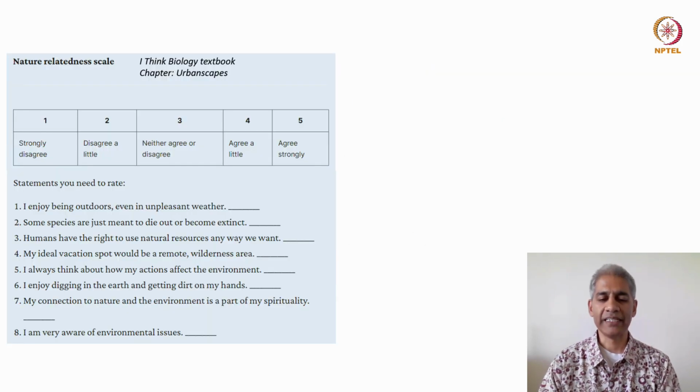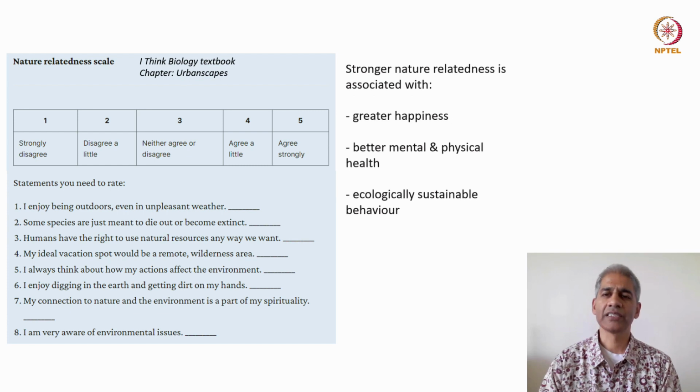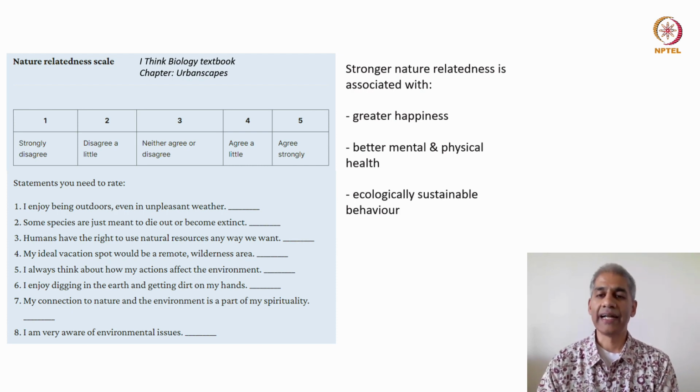Another measure which is widely used is called the Nature Relatedness Scale. This uses a set of questions for which the answers range from strongly disagree to strongly agree, to determine the level of connection that you have with nature. There is much research to show that a stronger nature relatedness is associated with greater happiness for people, better mental health and physical health for both adults and children, and especially for children. And it also leads to ecologically sustainable behavior.